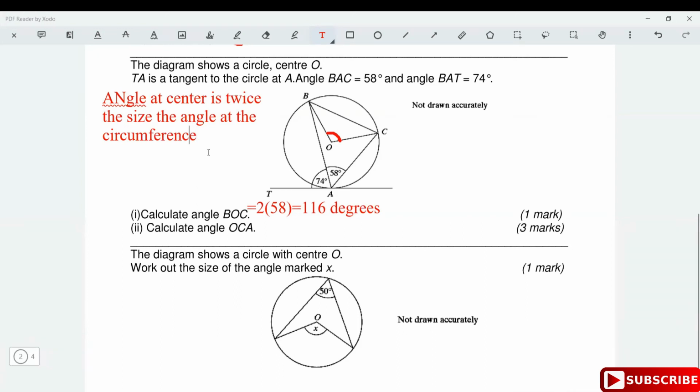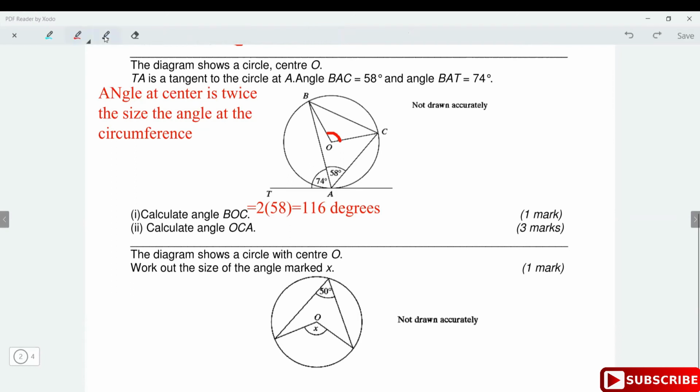All right, so cool with that now. Now it says find angle OCA. Now we need, this is 116, all right? Now we need angle OCA. Angle OCA is this little piece right here. So let's see how we can get that piece right there.